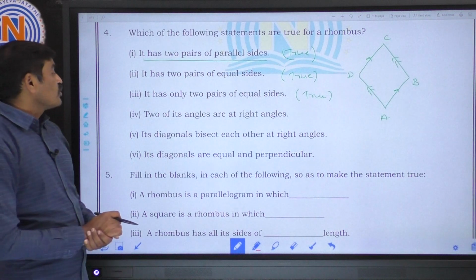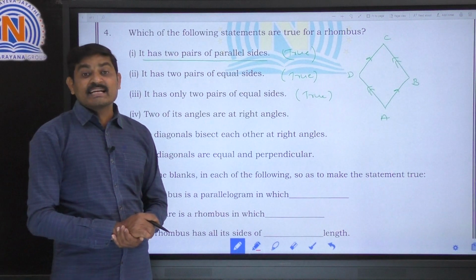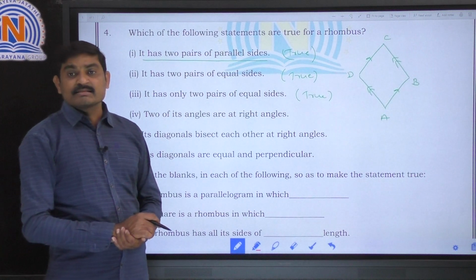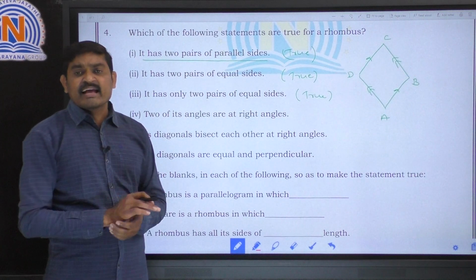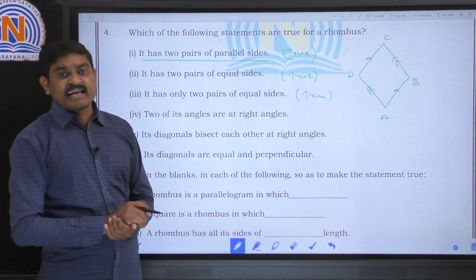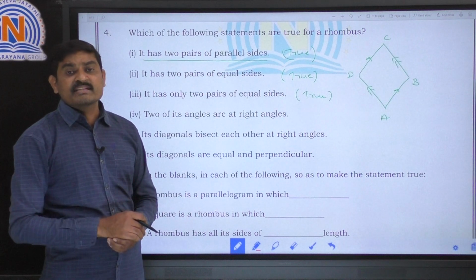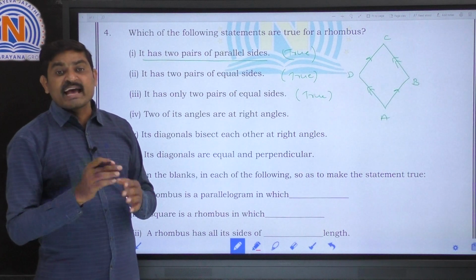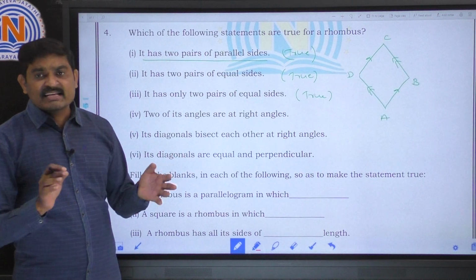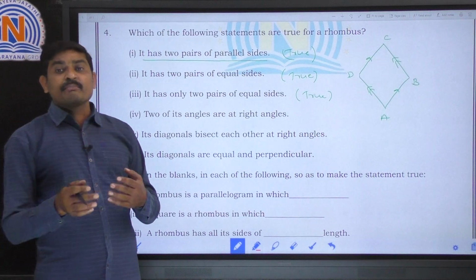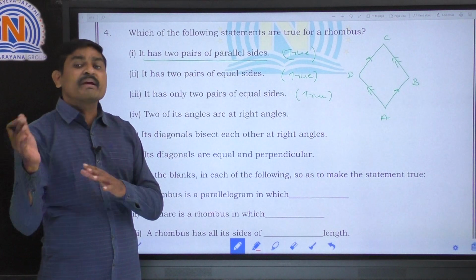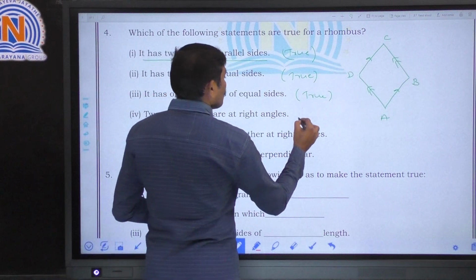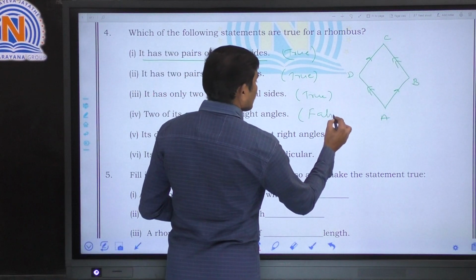Now coming to the fourth one: two of its angles are right angles. In a rhombus, each angle need not be a right angle. Here it is given that two of its angles are right angles, but no angle is necessarily a right angle in a rhombus. If each angle is 90 degrees, then it becomes a square. So the fourth statement is false.